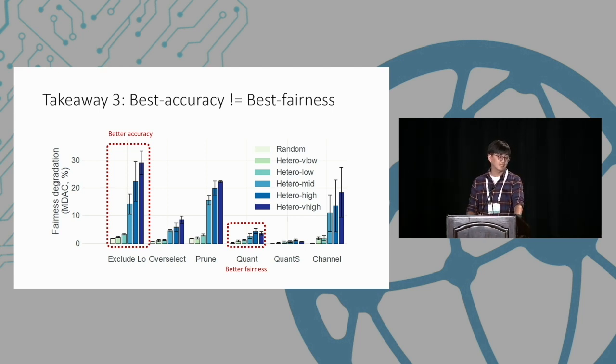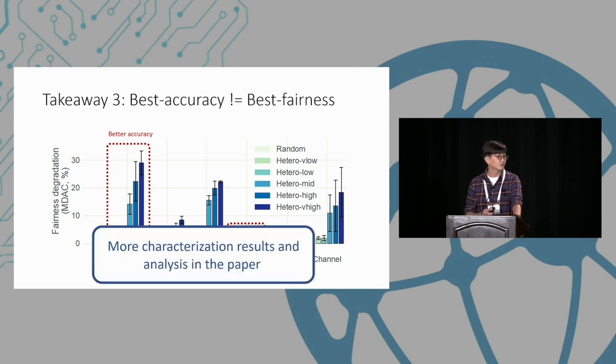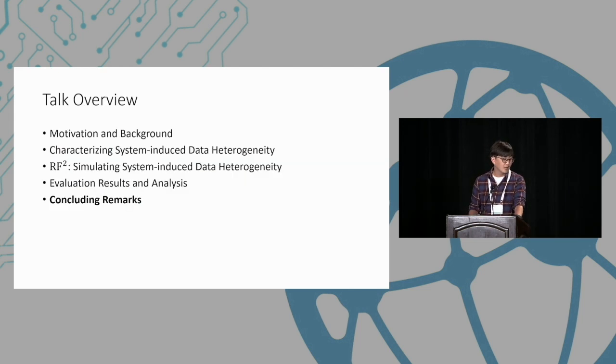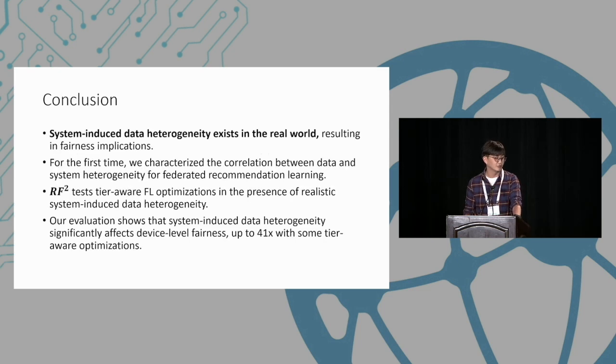This implies that it is very essential to study fairness as well as accuracy when you're studying federated learning and different optimizations, especially, again, in a realistic system-induced data heterogeneity dataset. You can see more characterizations and results in our paper. And this is my final slide. I will just conclude my talk.